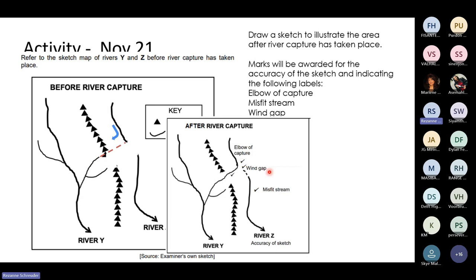So after river capture, let's have a look. They want the elbow of capture, so we need to label the elbow of capture. They want the misfit stream, so we need to say that river Z now is the misfit stream. They are looking at the accuracy of the sketch, so you can't draw river Y and Z flowing the wrong way. You have to resemble the sketch that they give you in your question paper. Then they're also looking for the wind gap.